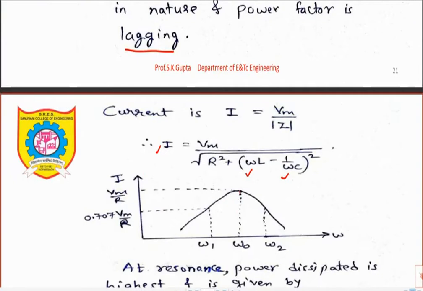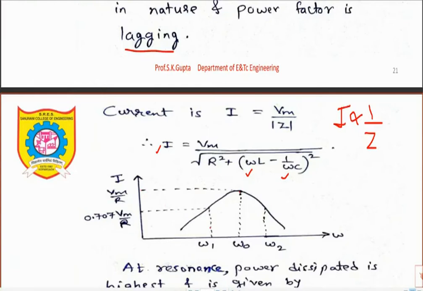So at resonant frequency, the current is maximum. The reason is that I is inversely proportional to Z, and at resonance, impedance is minimum. That's why current is maximum. So at resonant frequency, the current has its maximum value. Also, the power dissipated is maximum at resonance.